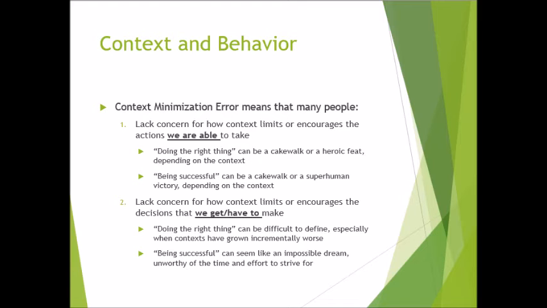We can also fail to see how the decisions that we get to make, or that we have to make, can be influenced by the context that we're in. So again, doing the right thing, sometimes we know immediately what the right thing is, and sometimes we have no idea what the right thing is. And sometimes we can be in situations that are growing incrementally worse and worse, and just slowly shifting our sense of what is right versus wrong.